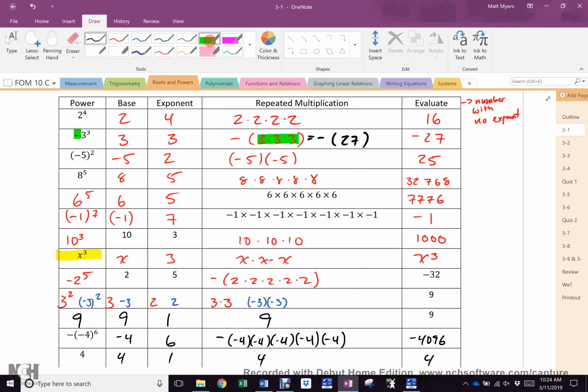Now, the next one I wish to talk about is this line right here. Because negative 1 times negative 1 times negative 1 times negative 1 times negative 1 times negative 1 times negative 1 got me negative 1. So if everybody understands that line, then you all should be able to tell me what that answer is. That's positive 1.